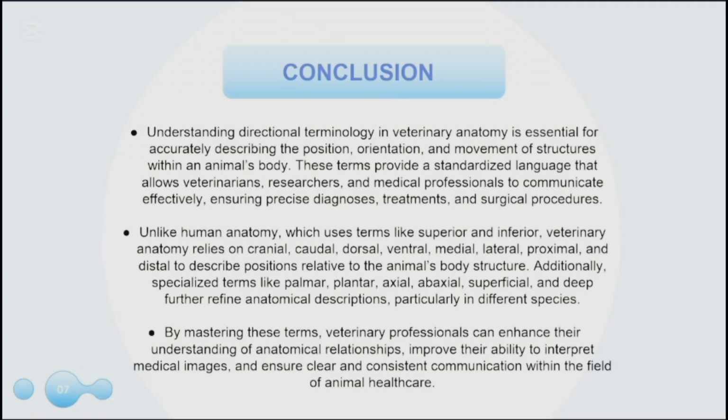Understanding directional terminology in veterinary anatomy is essential for accurately describing the position, orientation, and movement of structures within an animal's body. These terms provide a standardized language that allows veterinarians, researchers, and medical professionals to communicate effectively, ensuring precise diagnosis, treatments, and surgical procedures.